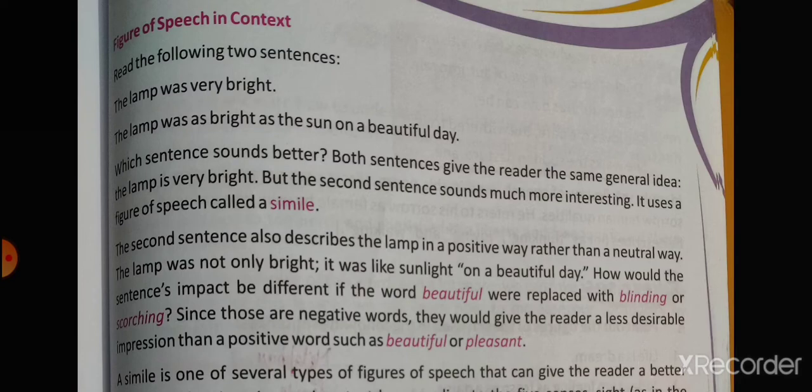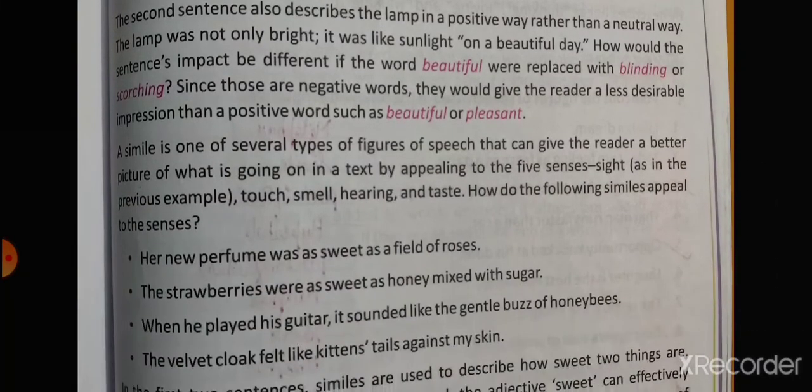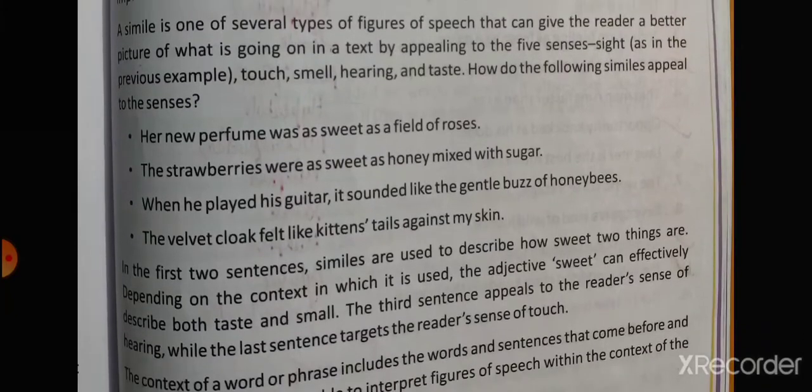Alright, the second statement also describes the same, and in a positive way. The lamp was not only bright, it was like sunlight on a beautiful day. How would the sentence's impact be different if the word beautiful were replaced by blinding or scorching? Since those are negative words, they would give the reader a less desirable impression than a positive word such as beautiful or pleasant. Alright, so here we have to use some positive words. We don't have to add negativity to the sentence.